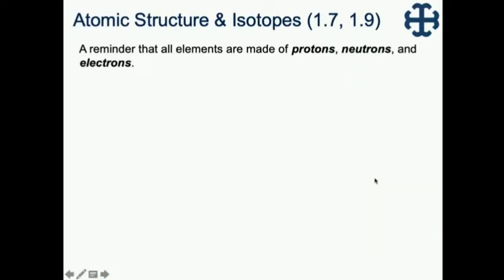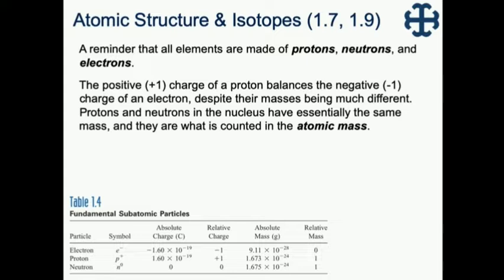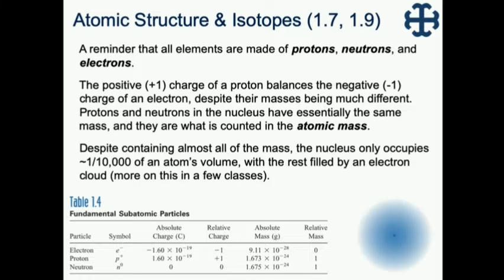Okay? All right, I believe the last part for our pre-lecture here is going to be talking about what's inside an atom. So we have protons, neutrons, and electrons, right? And we talked about how a proton is a +1 charge, an electron is a -1 charge, and protons and neutrons in the nucleus have essentially the same mass and are what contribute to our atomic mass. So despite almost all of our mass being in our nucleus, it only occupies about 1/10,000th of an atom's volume.